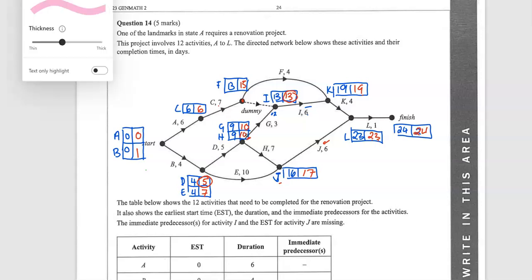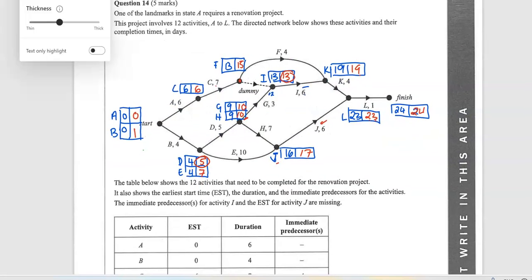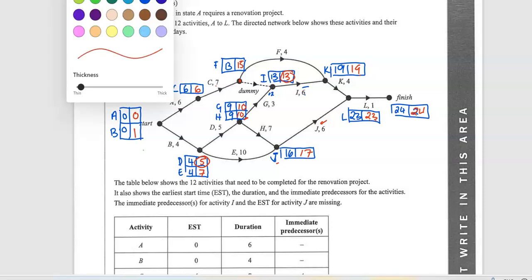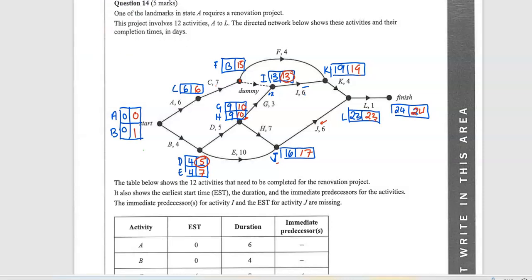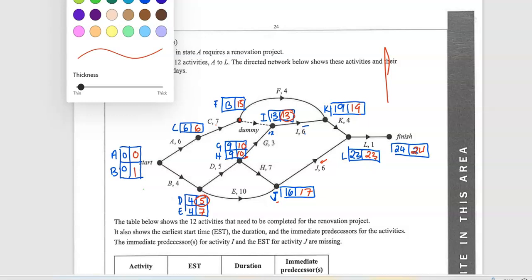So the critical path was along that. Sorry, I don't know what it does. So I'm just going to highlight it in the pen.